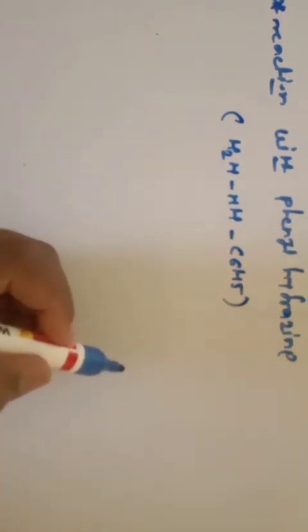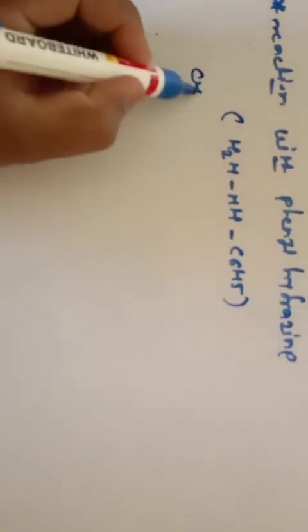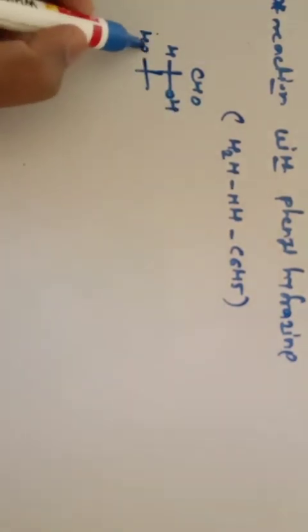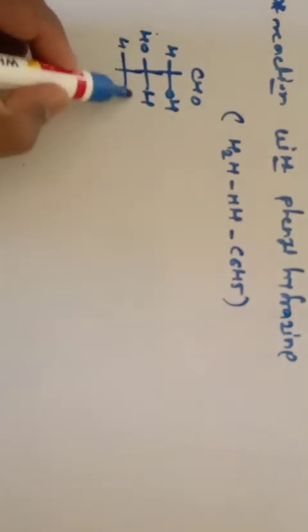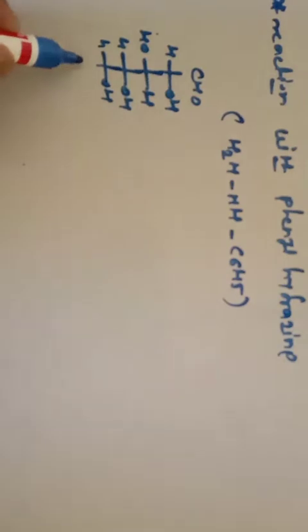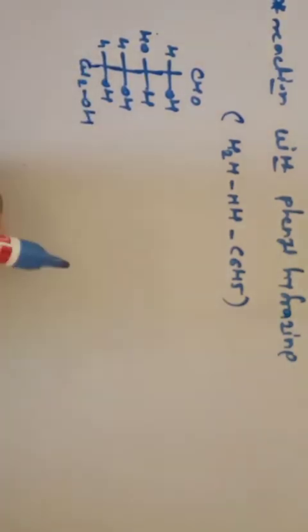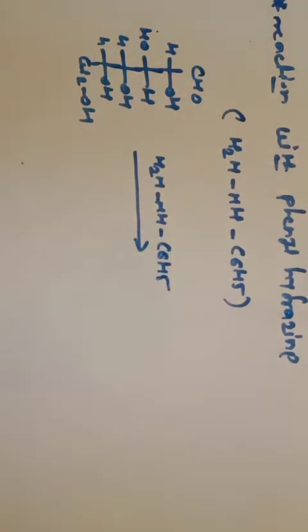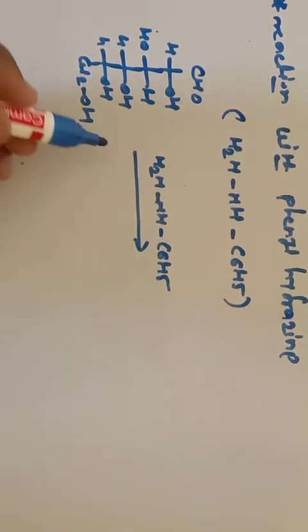When this glucose molecule, we know that this is your glucose: HOH, then OH, H, then HOH, HOH, and finally the CH2OH is there. This glucose molecule reacts with phenylhydrazine, that is NH2NHC6H5. C6H5 is nothing but the phenyl group. We know that hydrazine is the NH2NH2 group. When one of the hydrogens of this NH2 group is replaced by the phenyl group, it is converted into phenylhydrazine.